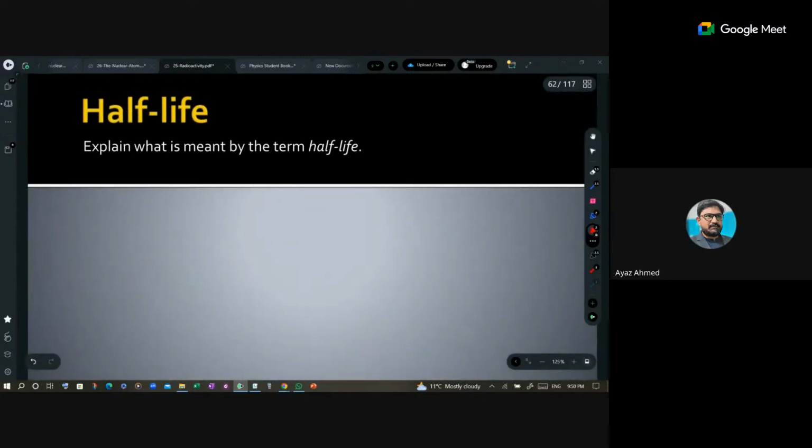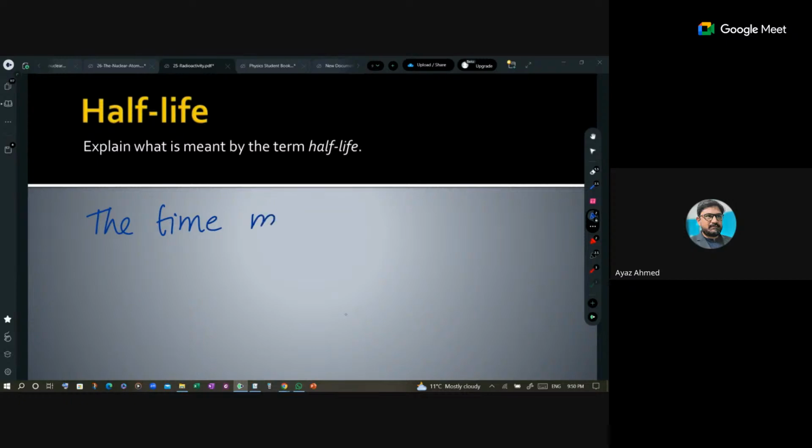Okay, now let's talk about half life. This is the last part of your topic, probably not the last part, because I have to talk about the hazards and safety precautions of these nuclear tracers. Okay, so when we talk about half life, half life means the time in which half of the nuclei are gone, right? The time in which half of the nuclei are decayed. Is it clear?